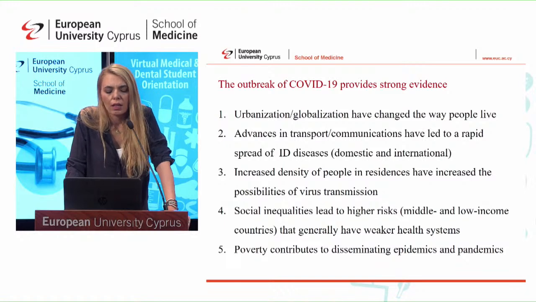What else? Social inequalities lead to higher risk and produce a weaker health system. And of course, lastly, poverty contributes to disseminating epidemics and outbreaks. We have to keep this evidence in mind also for the future.